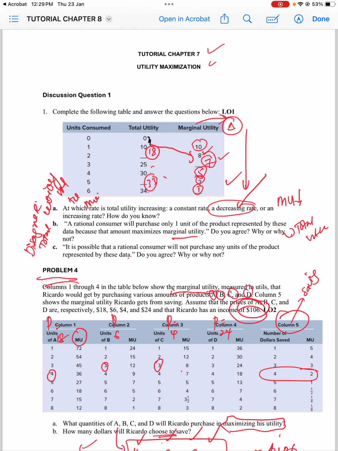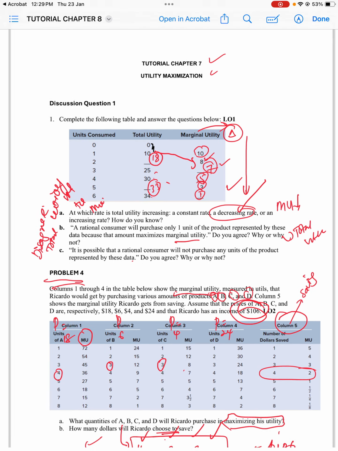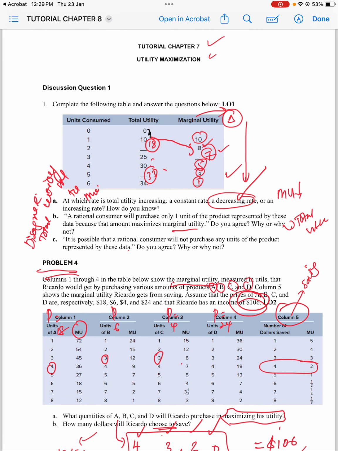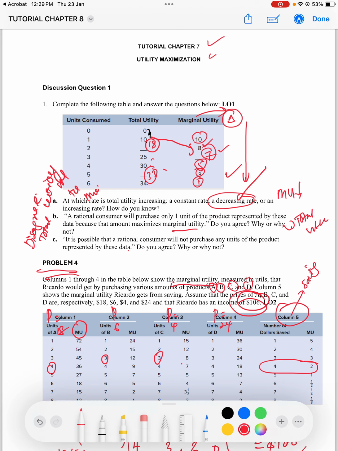As promised, I did promise to re-record chapter tutorial 7 on utility maximization. We have two questions here: the first one is discussion number 1, and the second one is problem number 4. What is the question here? First you need to complete the following table and answer the question below. The first is 0, 10, and they ask you to find what is missing here.